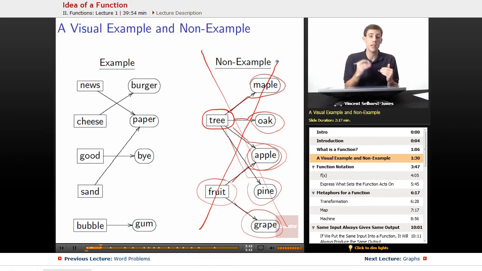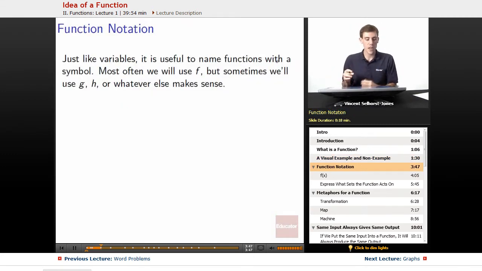And as long as we keep putting in that same input, it can only give us the same output. Just like variables, it's useful to name functions with a symbol. So let's talk about how notation works here. Most often the symbol we'll use to talk about a function is f, but sometimes we're also going to use g, h, or whatever else will make sense depending on the context. But often we're going to wind up seeing f.